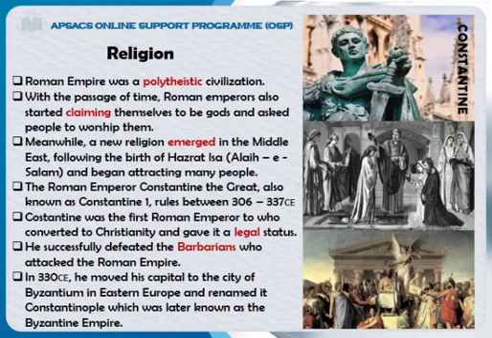In 330 CE, he moved his capital to the city of Byzantium in Eastern Europe and renamed it Constantinople. It was later known as the Byzantine Empire.